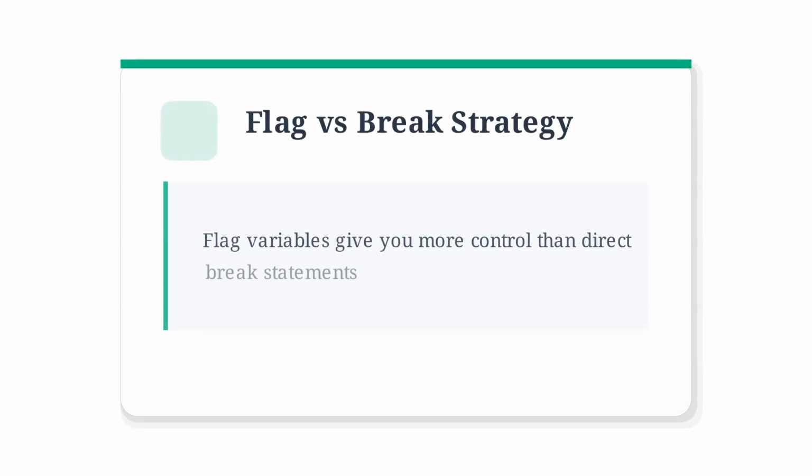Here's a pro programming strategy. Instead of using break directly in our menu choice, we use a flag variable. Why? Because we might need to do cleanup work or check multiple conditions before actually exiting. Flags give us more flexibility and control.